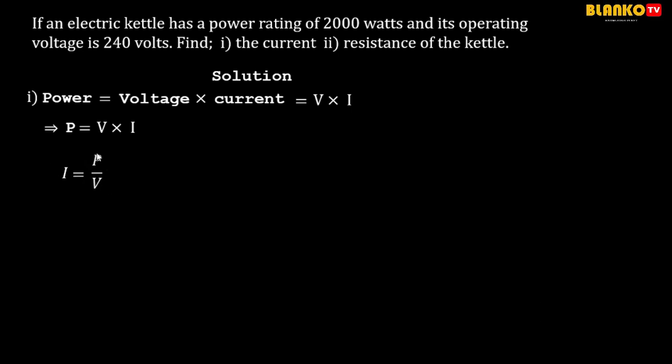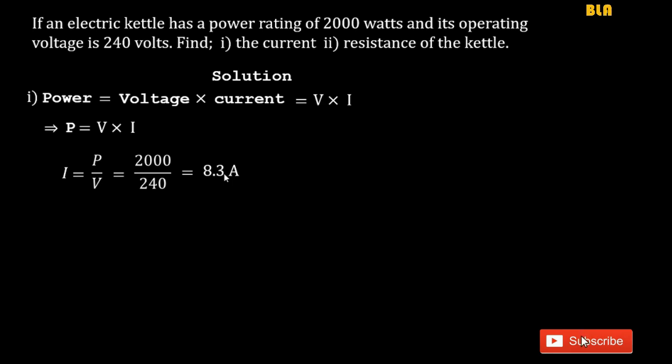So I is equal to power over the voltage. We have 2000, which is the power, over 240, the operating voltage. When you divide 2000 by 240, we get 8.3 amps. So solution (i), the current I, is equal to 8.3 amps.